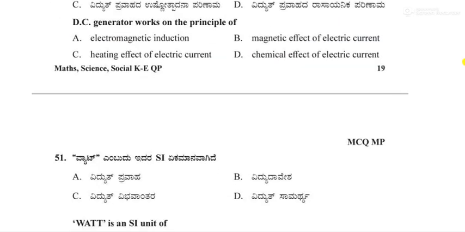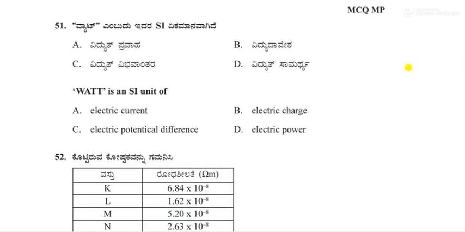Next is question number 50. DC generator works on the principle of dash. So DC generator works on the principle of electromagnetic induction. Moving to our next question.